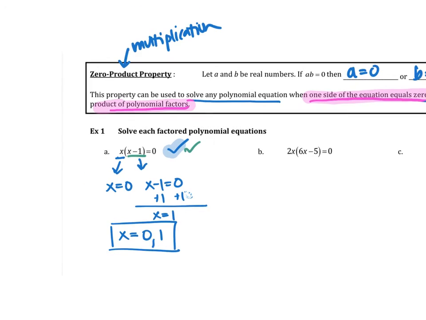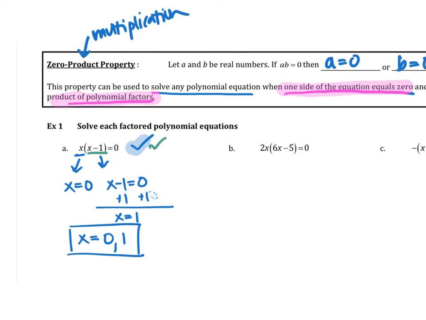So the second one, notice it's already factored for us. Do I have one side equal to 0? Yes, good. Do I have a set of two products of factors? Yes. So I'm going to set the first one equal to 0, so 2x equals 0. Now to isolate x, I do have to use inverse operations. So I get x equals 0.